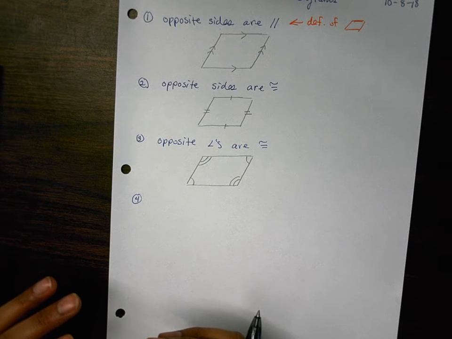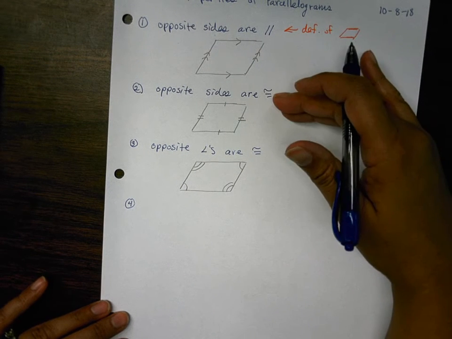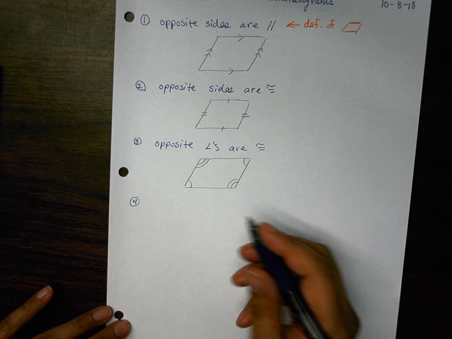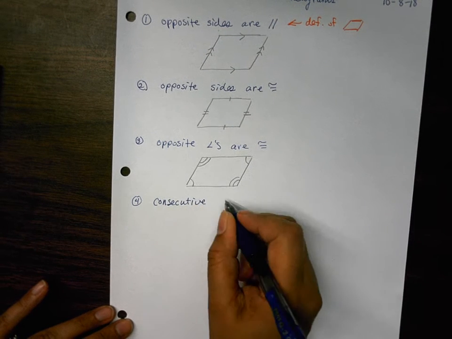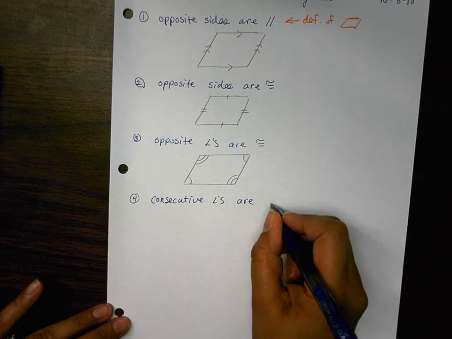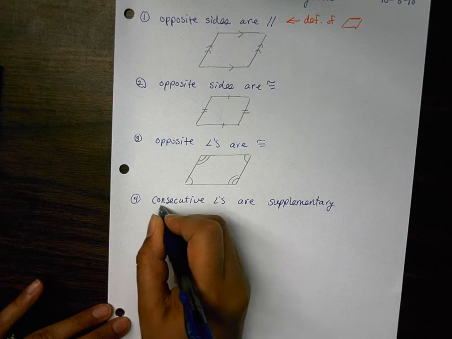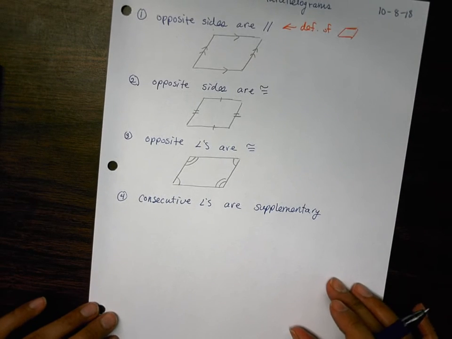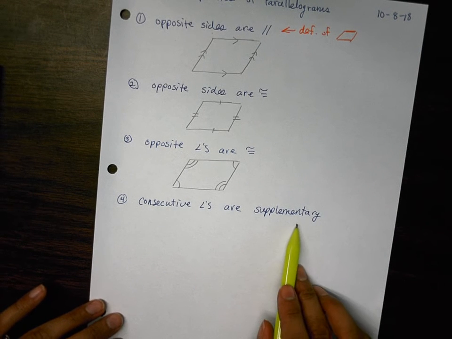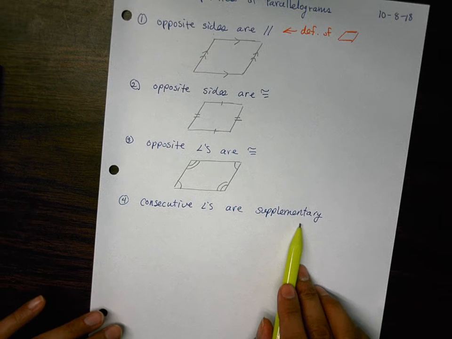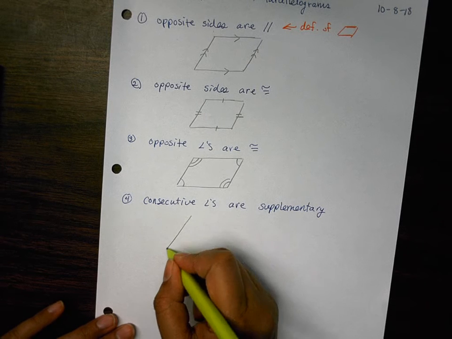Okay, number 4. This one's a bit much to take in, so we want to make sure we're all ready, we're all listening, because all of these were easy. Opposite sides are parallel, opposite sides are congruent, opposite angles are congruent. Now this one is consecutive angles are supplementary. Consecutive angles are supplementary. Okay, do we know what supplementary means? Adds up to what? 180.